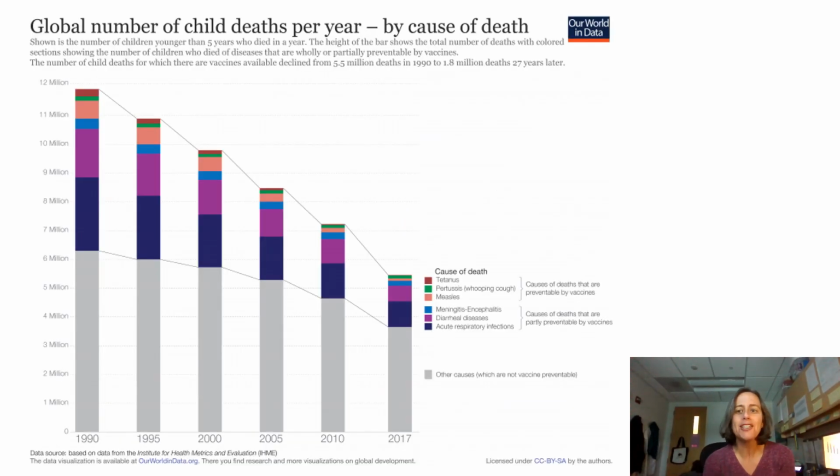All right, so let's come back to kind of a global view right now. So this is global number of child deaths per year by cause. I need to get my glasses.